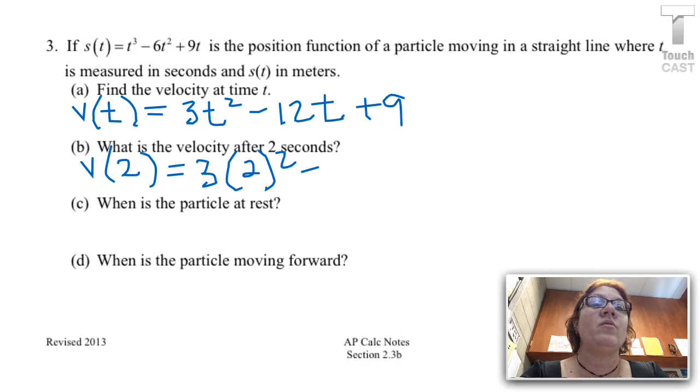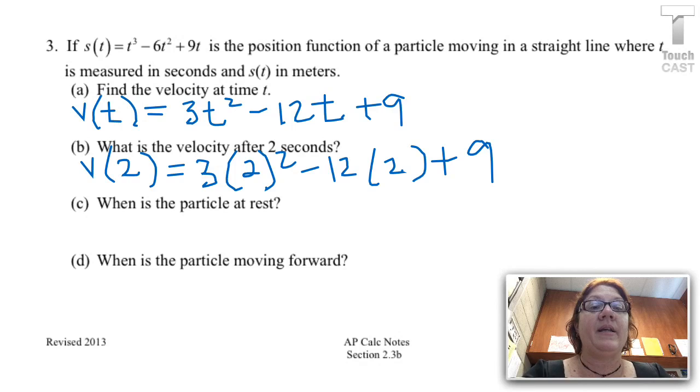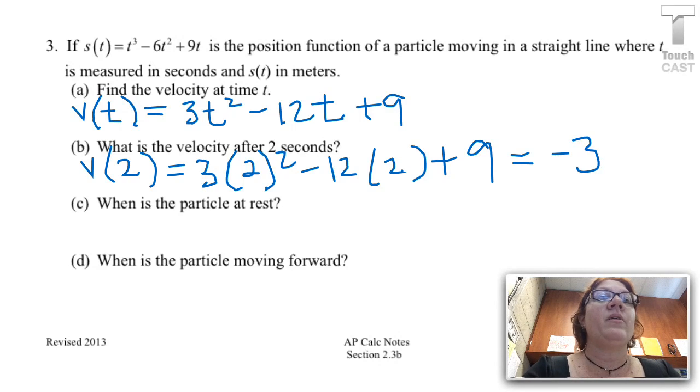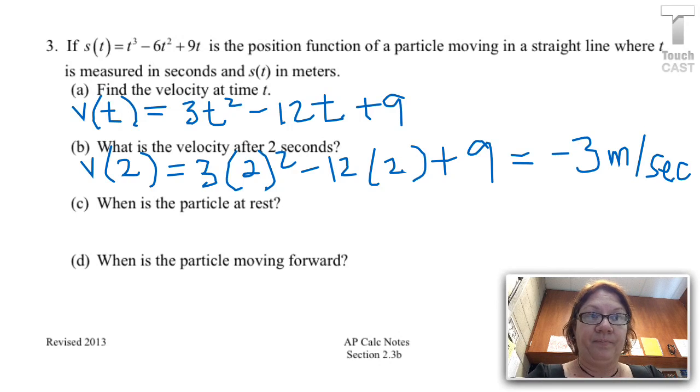Oh, wait, I'm with you, I'm with you. So we're going to plug in 2. And then I'll probably need a handy-dandy calculator to work that out safely. I got, wait a second. 12 minus 24, negative 12, plus 9 is negative 3. Wonder what that tells me. And by the way, this is meters per second. What does that tell me about the velocity if it's negative?